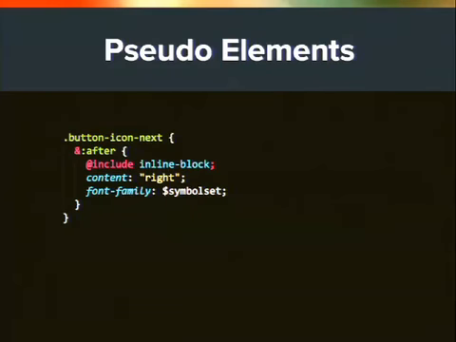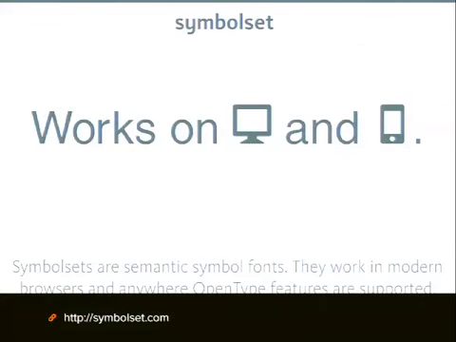And you can style that. You have complete control of that separate from the rest of that element. So I mentioned Symbolset. It's just symbolset.com. And you can see here that they've written out "works on a desktop and mobile device." If you go to the website, you can actually see they type this out. And as they're typing out "desktop," as soon as they finish typing that word, it converts it to the icon.